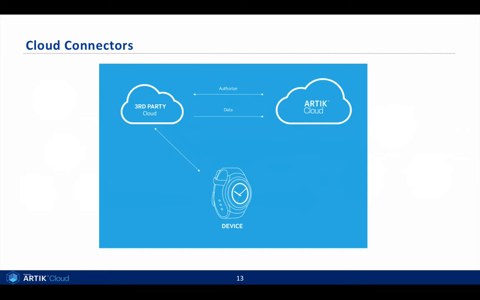Now, if you want to connect a third-party cloud that's not on our list, in order to see if you can build out that cloud connector, that third-party cloud must use OAuth 1 or 2. It must have an open API and also some APIs with subscription notifications, so ARTIK Cloud can know if there's any new data that needs to be pulled in.